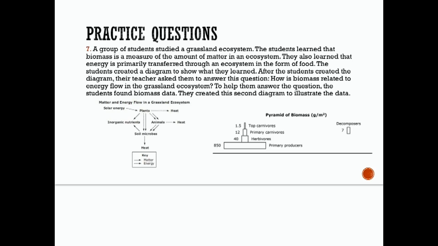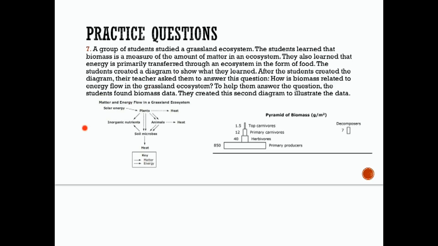So for this particular question, you've got this whole first slide, and the actual question that we're going to answer is going to be on the next slide. So it's a lot of information, so let's go through it. Number 7, a group of students studied a grassland ecosystem. The students learned that biomass is a measure of the amount of matter in an ecosystem. They also learned that energy is primarily transferred through an ecosystem in the form of food. The students created a diagram to show what they learned.